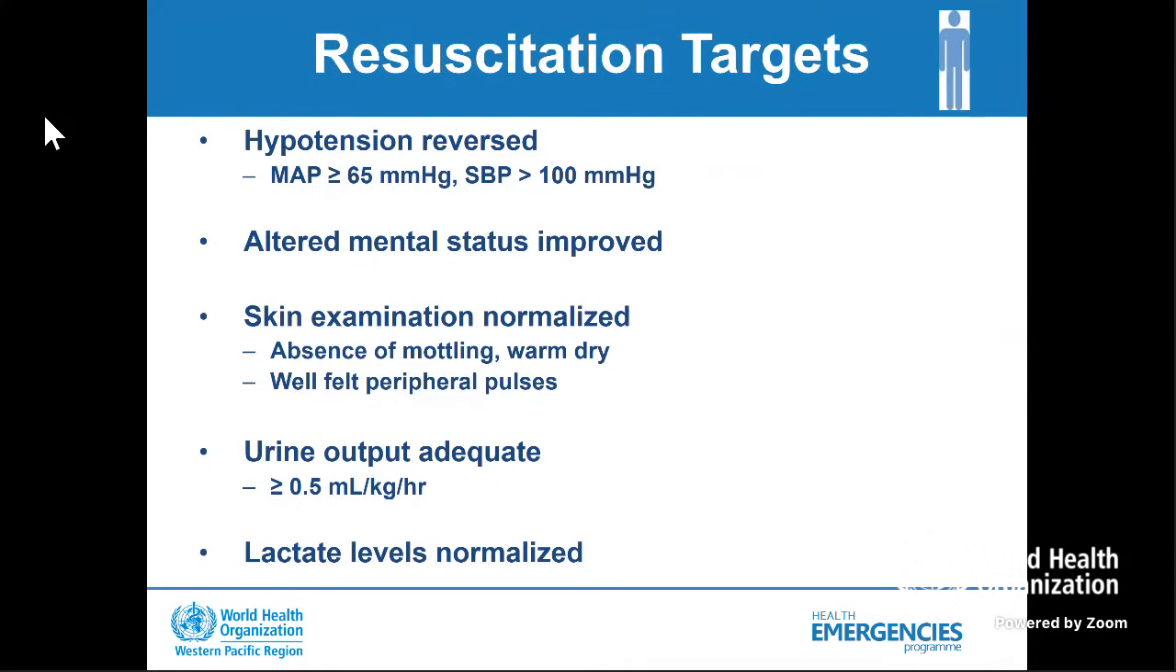So once again, these are the 5 best surrogates for adequate perfusion. These are the 5 targets based off of clinical trials, and they include hypotension reversal, altered mental status improvement, skin examination that's normalized, urine output that's adequate, which is greater or equal to 0.5 milliliters per kilogram per hour, and lactate levels that normalize if the initial one was elevated.